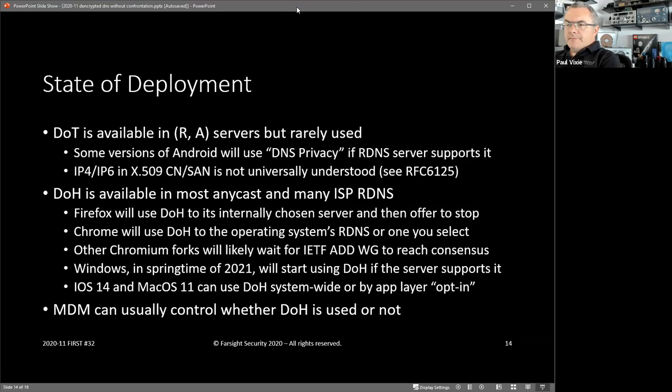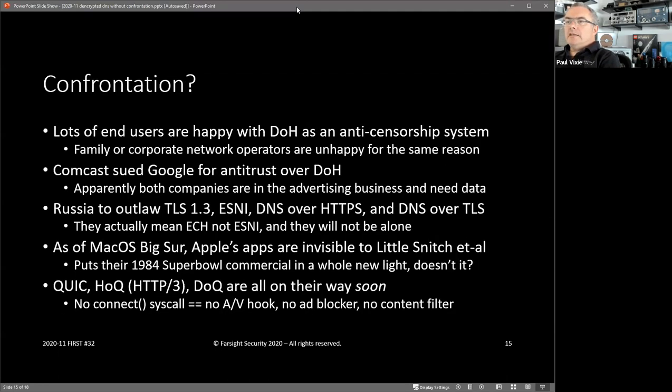Now, the MDM system can usually control the browser or the operating system and say, yeah, the local network admin who has my keys does not want that to happen. And who knows, maybe that will be effective, but I think not. And there's a reason for that. And that is, there are a lot of end users that are very happy with this. They think that having their transactions not be monitored or interfered with by their network operator is a good thing.